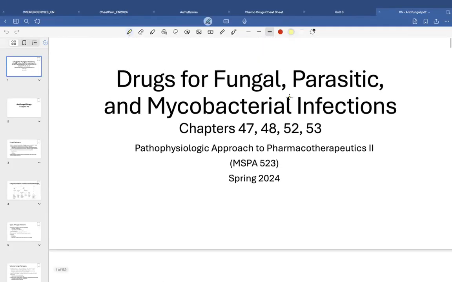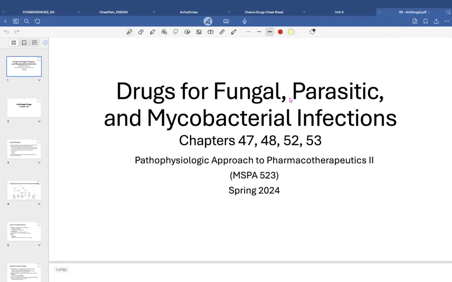Textbook, if you care to refer to them. We thought with antifungal drugs, learning objectives are generally the same for the antibiotic unit as it is for today's unit.